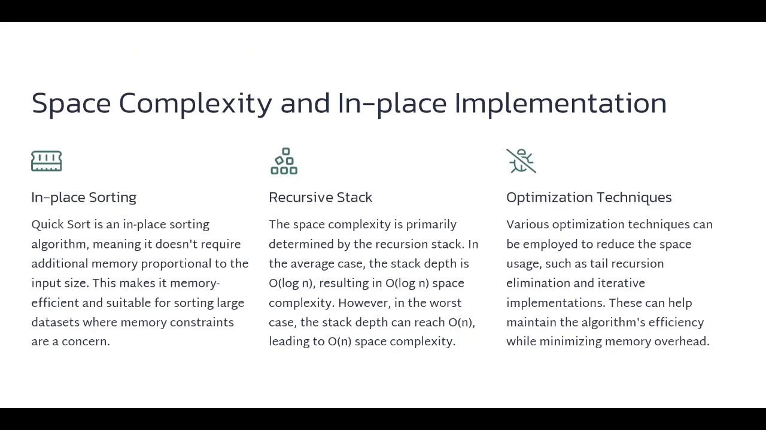Recursive stack. The space complexity is primarily determined by the recursion stack in the average case. The stack depth is order of log n, resulting in order of log n space complexity. However, in the worst case, the stack depth can reach order of n, leading to order of n space complexity. Optimization techniques. Various optimization techniques can be employed to reduce space complexity, such as tail recursion elimination and iterative implementations. These can help maintain the algorithm's efficiency while minimizing the memory overhead.